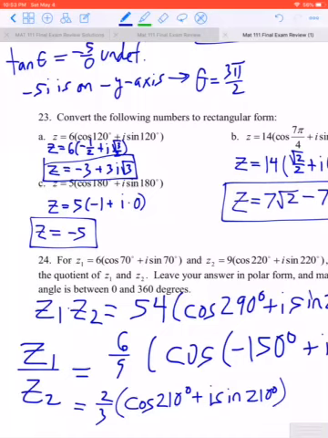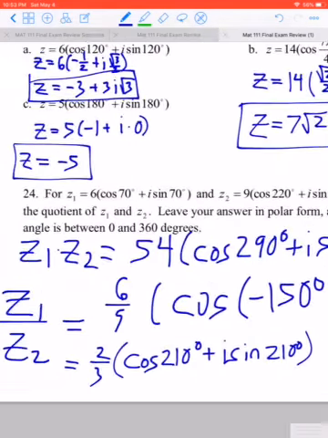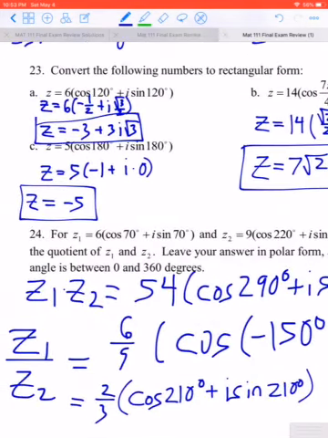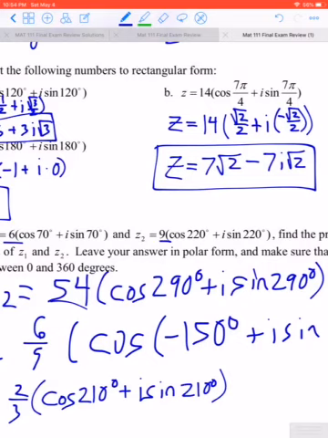In question number 24, they want us to multiply and divide two numbers that are given in polar form. To multiply two complex numbers that are in polar form, all you need to do is multiply the moduli together. So 6 times 9 is going to give us 54. And then you're going to have the cosine and sine part, where the angle on the inside is going to be the sum of the angles presented in each of your two complex numbers.